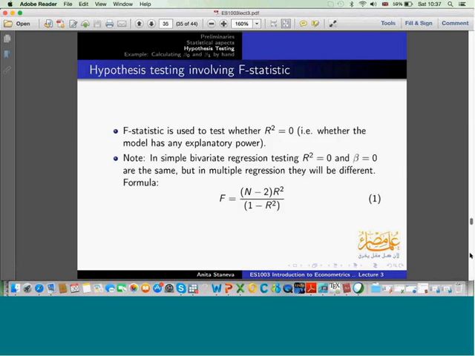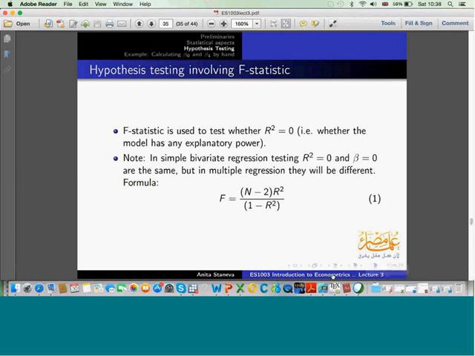And the final statistic that I'm going to introduce today is the F statistic. The F statistic is used to test whether the R square is equal to zero, or whether the model has any explanatory power. I just want to note that in a simple regression model like this, R square equal to zero and beta equal to zero are the same thing. But once we start talking about a multiple regression model, they will be different.